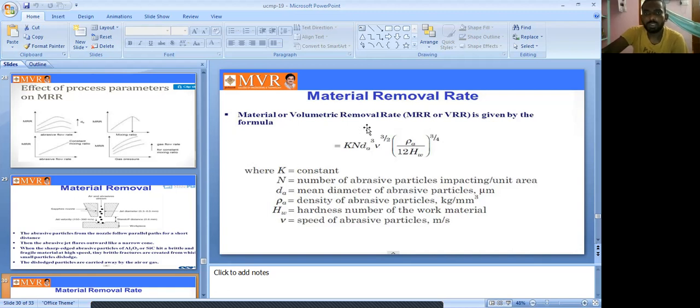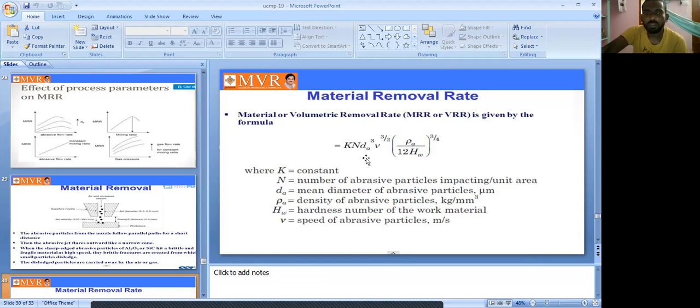It is a very important topic, especially for any kind of machining operation. Material removal rate is very important. How can we calculate it? By using this formula we calculate the material removal rate for any kind of machining operation. For each and every operation we have different types of formulas, and by using these formulas we calculate the material removal rate.